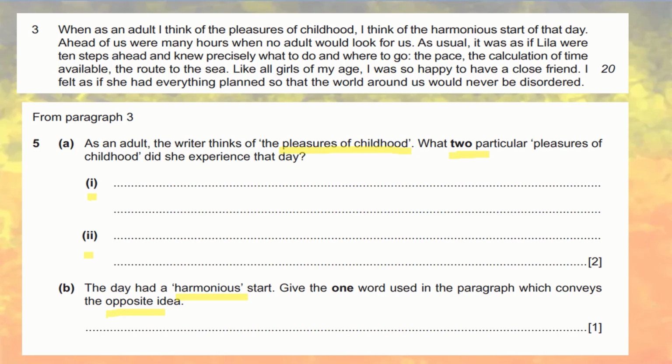So let's read the passage. When, as an adult, I think of the pleasures of childhood, I think of the harmonious start of that day. So that day started in a very normal way, in a routine way. Ahead of us were many hours when no adult would look for us. So they have planned that they would be going to the sea, and they have assumed that their parents are not going to know it.